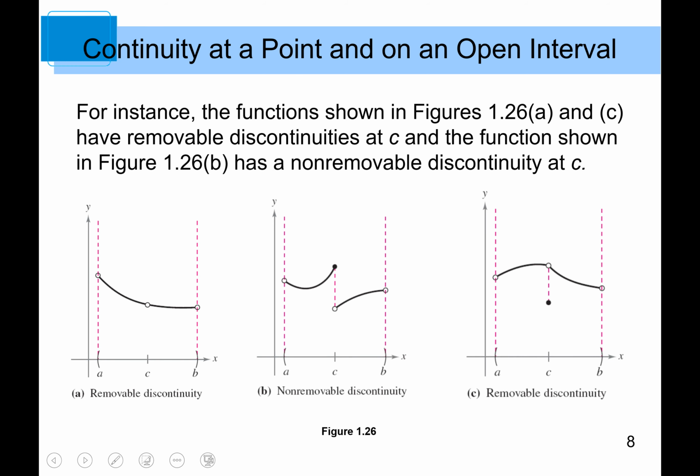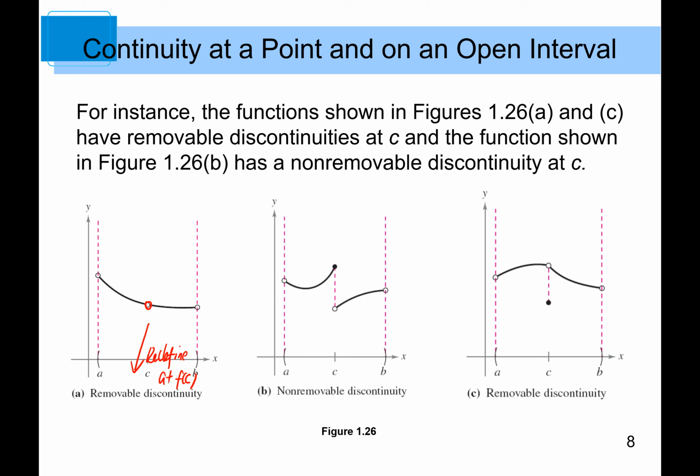So let's take a look at three different cases. Let's take a look at the first one. The first one is what we know as a removable discontinuity. So we basically can redefine this point, fill the hole, right? And then make it a continuous function. Redefine f of c. Okay.